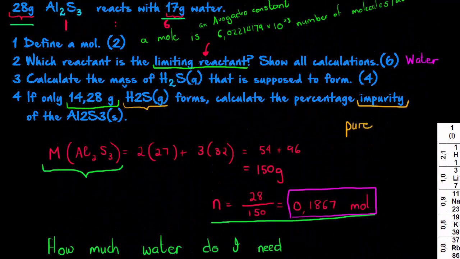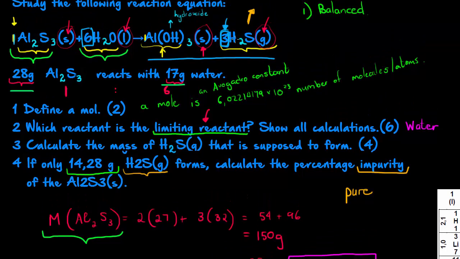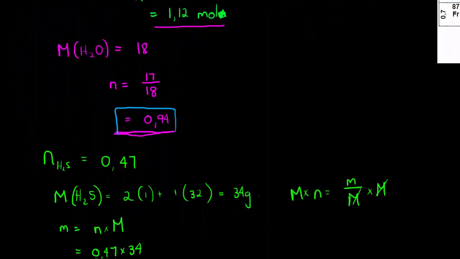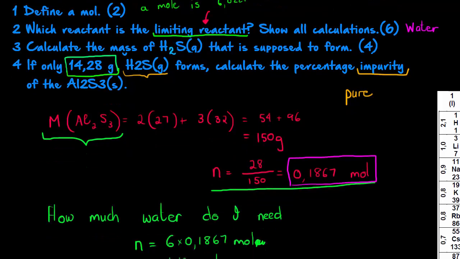Okay, well, it works very similar to what we had before. We can see that for every 3 moles of dihydrogen sulfide, we need to use up 1 mole of dialuminium trisulfide. So the ratio is 1 to 3. But again, I can't look at the mass to determine this ratio. I must look at the moles. So I need to work out how many moles of H2S have been produced.